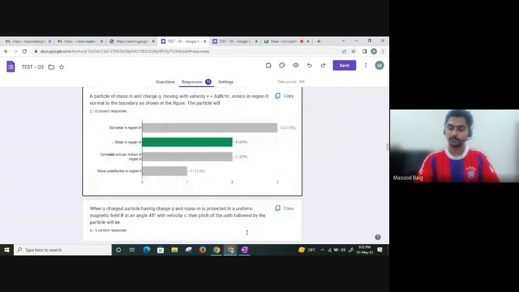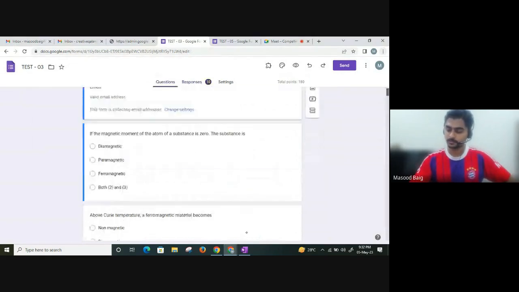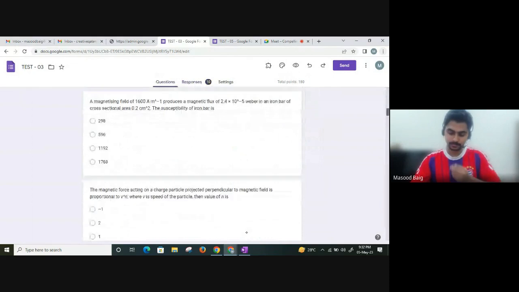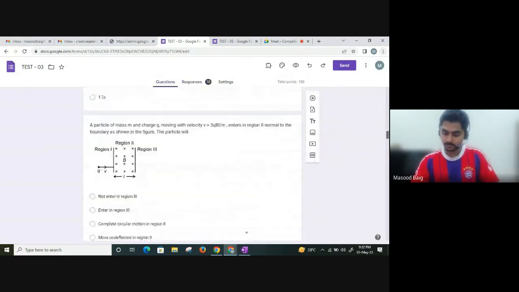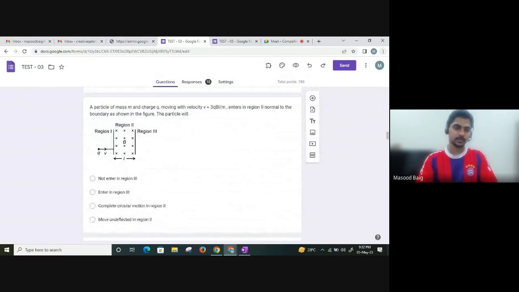A particle of mass m and charge q is moving with velocity 3qBL/m. Again, we have to go back. This question is given, guys. A particle of mass m and charge q moving with velocity 3qBL/m enters region 2 normally, as shown in the figure. What will happen to the particle, they are asking, guys?